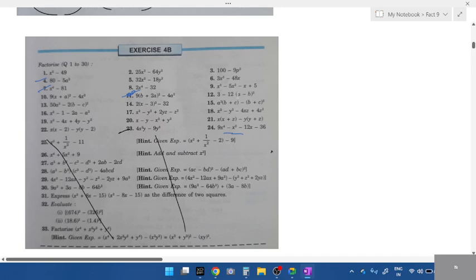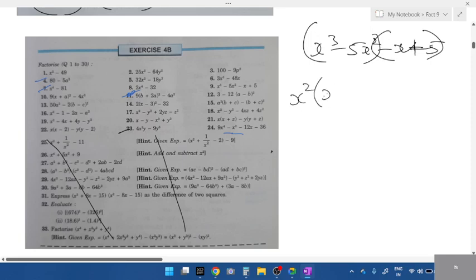Ninth one is the same. How many terms are there in the ninth one, students? How many terms are there? 4. What did I tell? What's the rule we studied when there are 4 terms? Yes, group it. When you group, what do you get? What is common? x square, x minus 5.